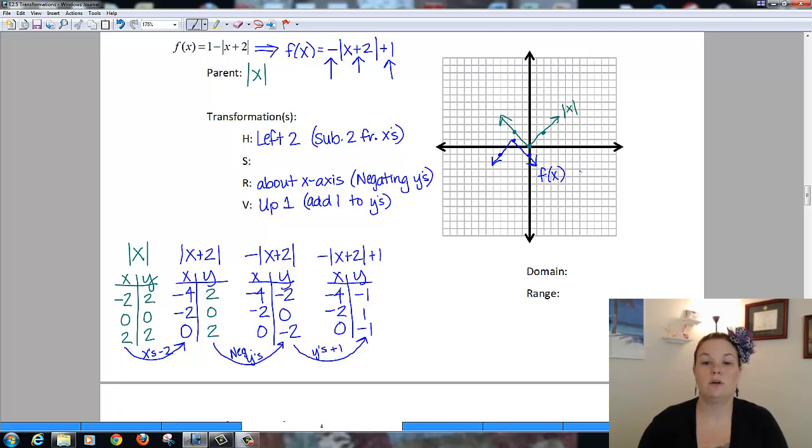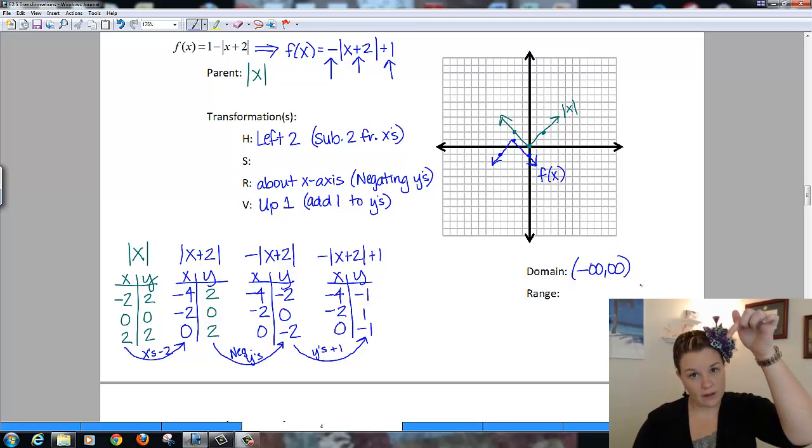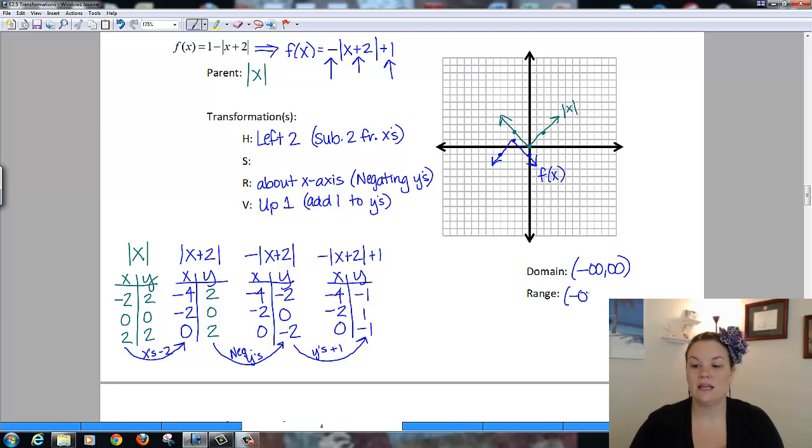So now I want to go ahead and write domain and range. My domain here is negative infinity to infinity because it's going to keep going left and right. And then my range, I start with my lowest y value, which those arrows say they're going to keep going down. So negative infinity up to my highest y value, which in this case is a 1.